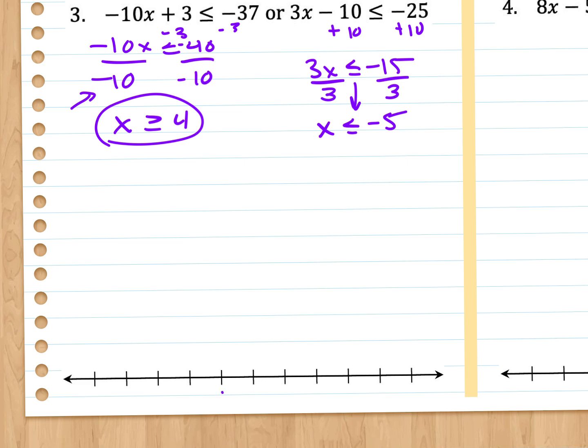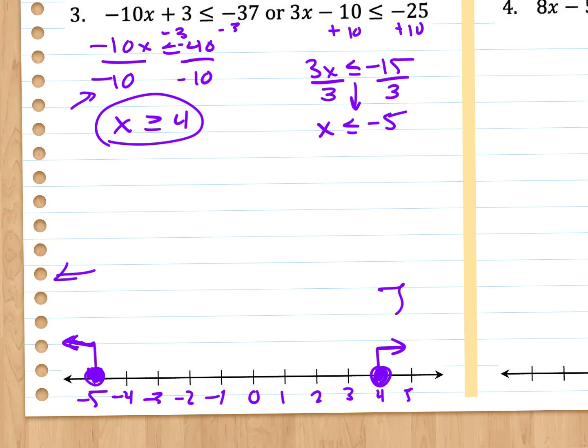So 1, 2, 3, 4, 5, -1, -2, -3, -4, -5. So if I go less than or equal to -5, I'm going that way. Greater than or equal to 4, I'm going that way. All right, so that's going to go apart, and that's going to be kind of my solution area, either this way or this way from those boundaries.